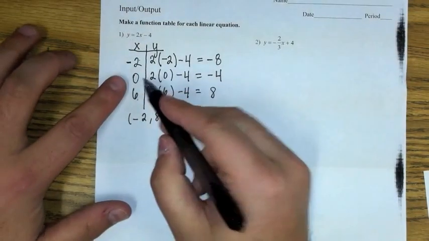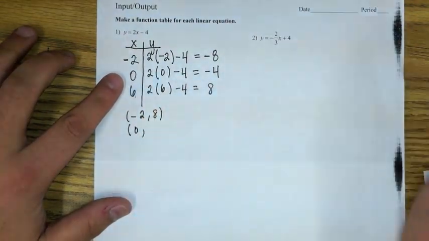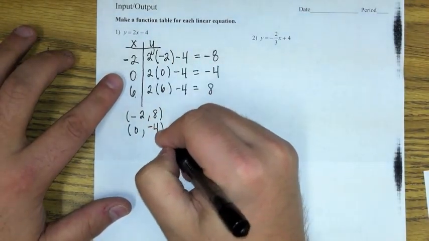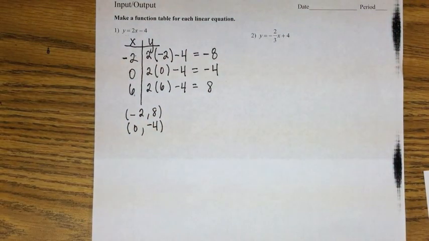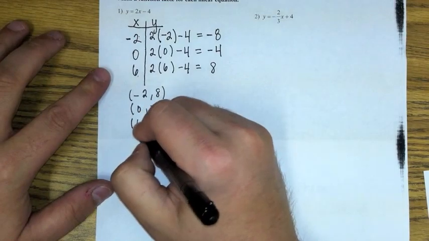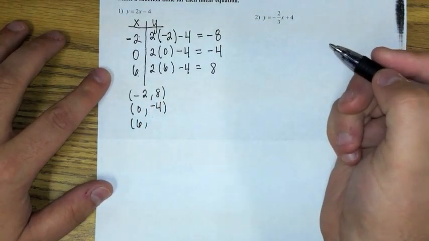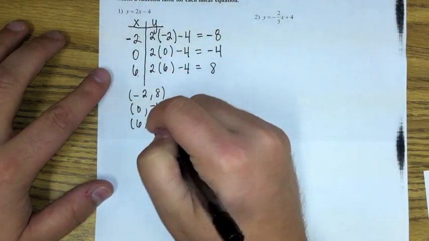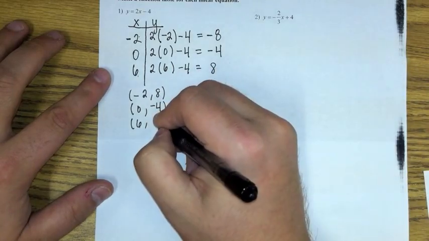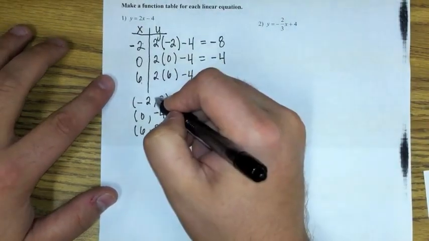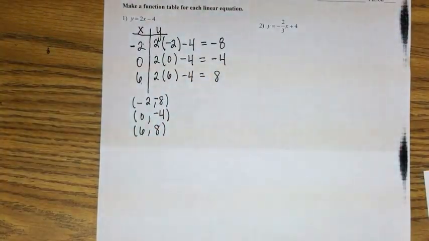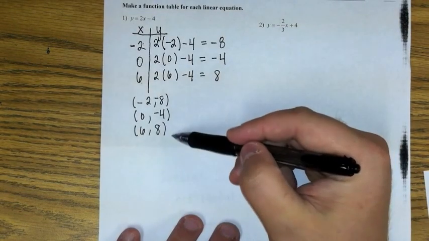Okay? I could take the other point, we started with a 0, and we got negative 4. All right? And the other one, we started with 6, and what did the input-output table give us? It gave us an 8, positive 8. And by the way, this should have been a negative 8. Sorry about that. Okay, so we have 3 points here.